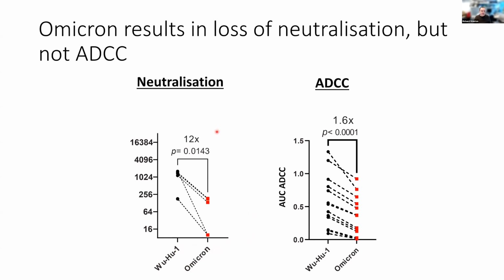But you can see if we take these hybrid serums and we look at neutralization, there's a significant drop-off in neutralization activity against Omicron compared to Wuhan, about a 12-fold drop here. If we look at ADCC, there is a drop, I apologize, these are on different scale. This is a log scale, this is a linear scale. So there is a drop in ADCC activity between Wuhan and Omicron, but it's very, very small. So only about a 1.6-fold reduction in the ADCC response between these variants compared to a 12-fold reduction in the neutralization response.